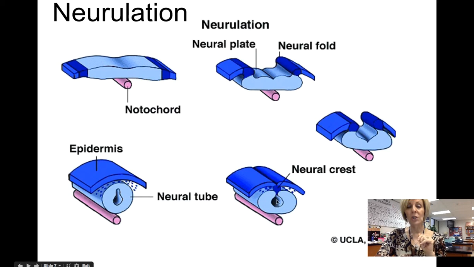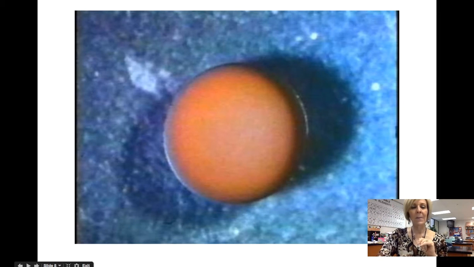This neural tube is going to enlarge at one end and become the brain, and then the other end is going to become the spinal cord. So just to kind of give you some background there.